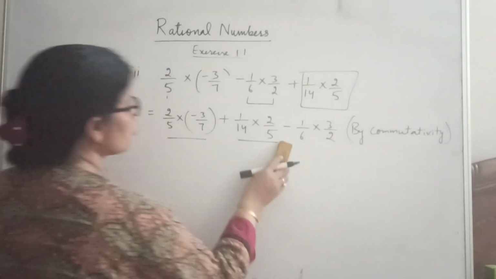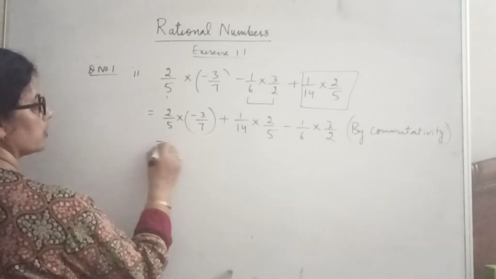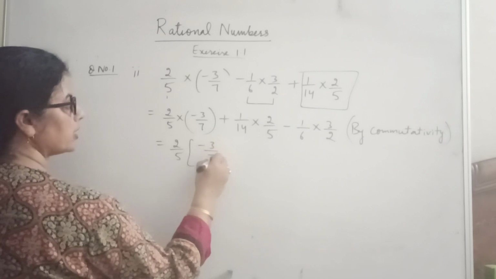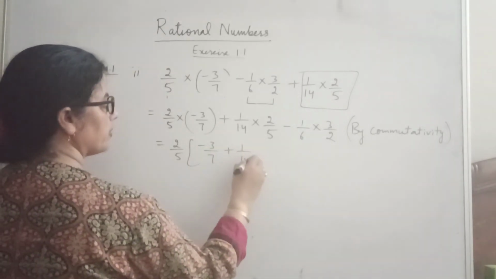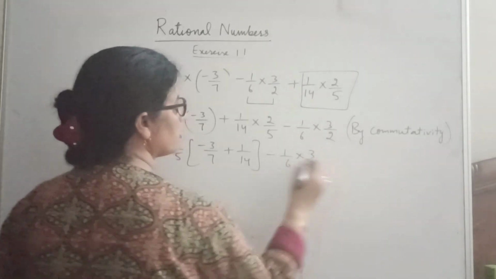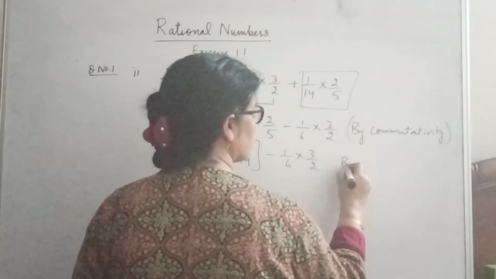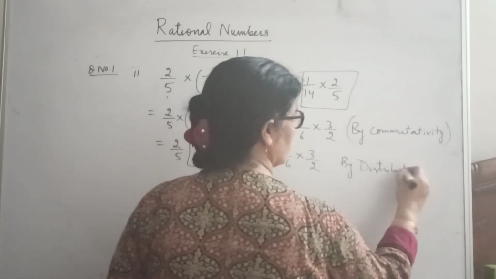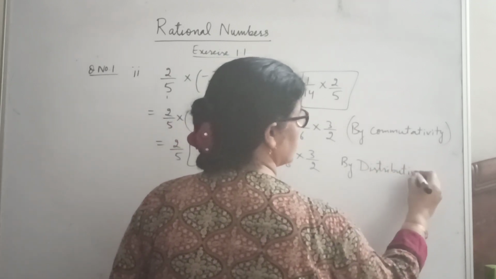See what is common here? 2 by 5 is common. So we will take 2 by 5 common here. What is left here? Minus 3 by 7 plus 1 by 14, and this as it is, minus 1 by 6 into 3 by 2. Reason: distributivity.